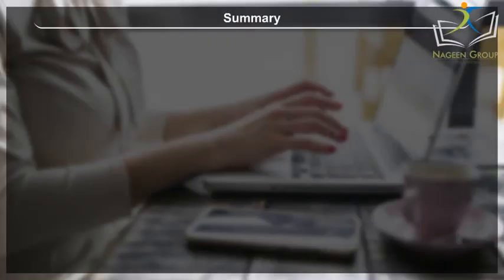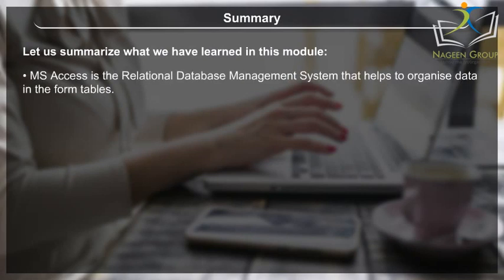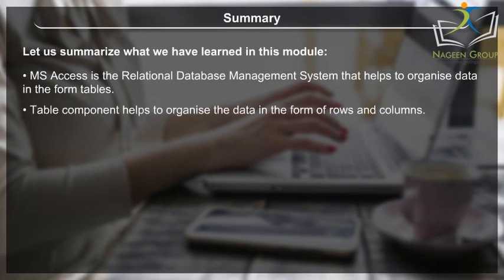Summary. Let us summarize what we have learned in this module. MS Access is the relational database management system that helps to organize data in the form of tables. Table component helps to organize the data in the form of rows and columns. Queries help to retrieve data from the tables.